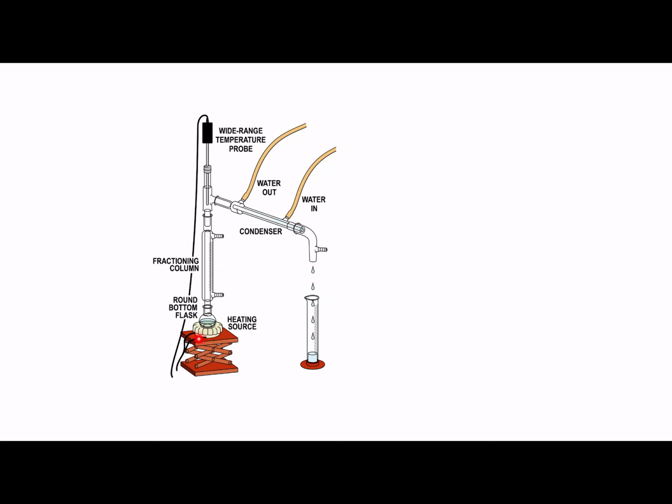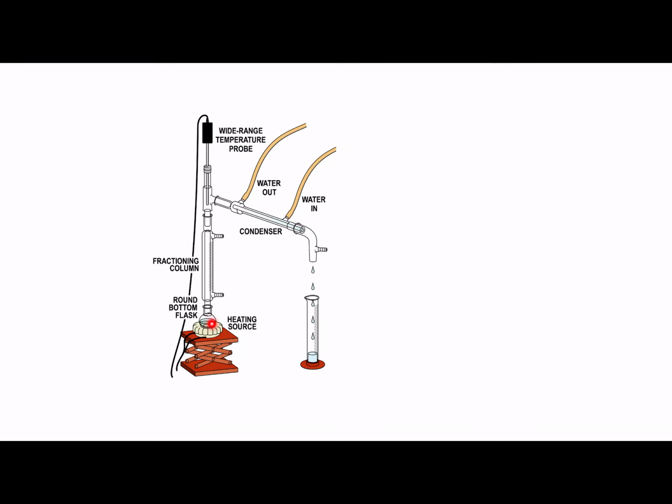Here we have a heating mantle. Most of you may have seen this apparatus when we did the fractional distillation for organic chemistry 1. This is the distilling pot, which is your round bottom flask, and this is going to be your heating mantle, the heating source.